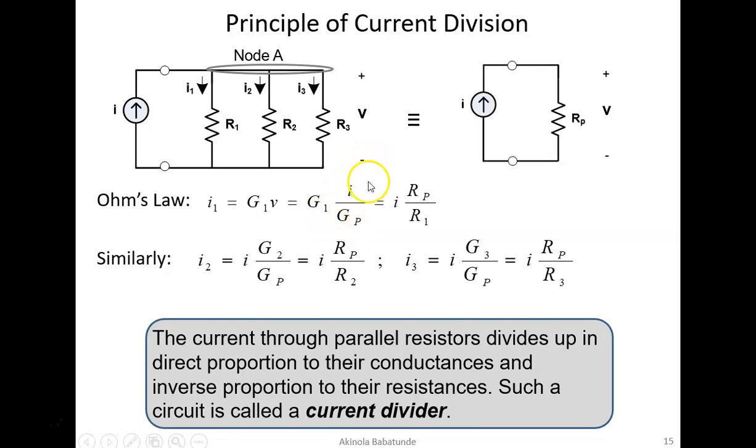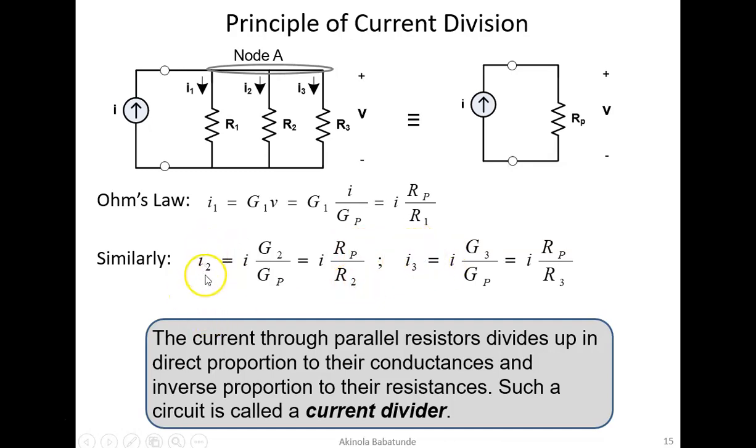G1 is 1 over R1, GP is 1 over RP. If you carry out simple arithmetic operations on that, you will be left with RP over R1. Hence, we can say I1 is equal to the source current multiplied by G1 over GP, or source current multiplied by RP over R1. And this is applicable to all the other currents in the circuit. Hence, we can say I2 is going to be equal to the source current multiplied by G2 over GP, which is going to be the same thing as the source current multiplied by RP over R2. The same goes for I3.